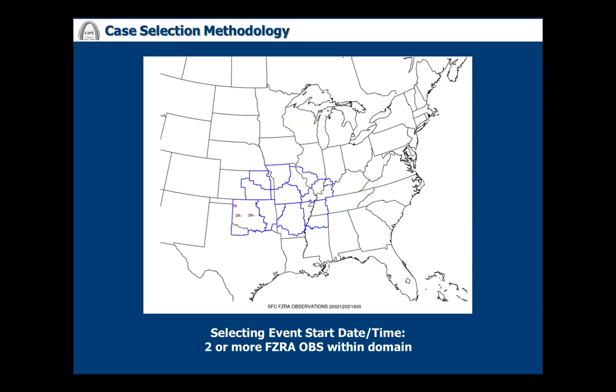How we selected the start time was whenever there were freezing rain observations within the domain. For this particular case in 2002, you can see that this is the first hour in which there were two or more, and that became the start time. To capture the mature phase of the ice storm, we call this the maximum coverage time, which was the maximum number of freezing rain observations within the domain, so the first hour in which that occurred. In this case, you can see that here. And then the end time is when there were no freezing rain observations within the domain. So pretty simple, those are the three times that we did composites on.